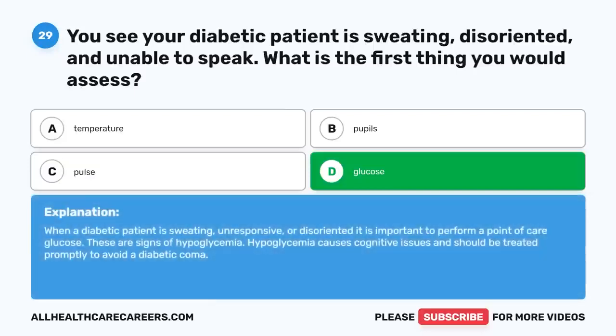Glucose. When a diabetic patient is sweating, unresponsive, or disoriented, it is important to perform a point-of-care glucose. These are signs of hypoglycemia. Hypoglycemia causes cognitive issues and should be treated promptly to avoid a diabetic coma.